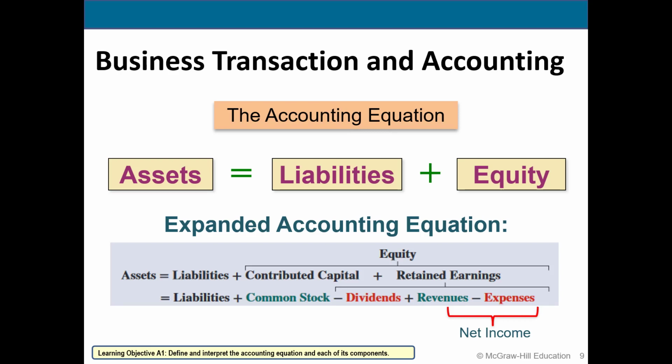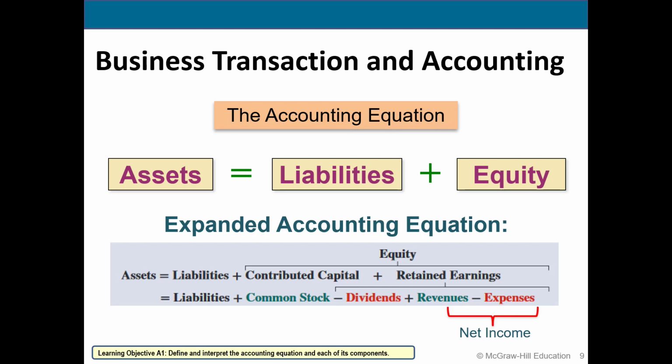And equity is the third part of the accounting equation. Equity is the owner's claims on the assets. It's also equal to assets minus liabilities. And it's also called net assets or residual equity. Equity is increased by stock and from revenues, and it's decreased by expenses and dividends.